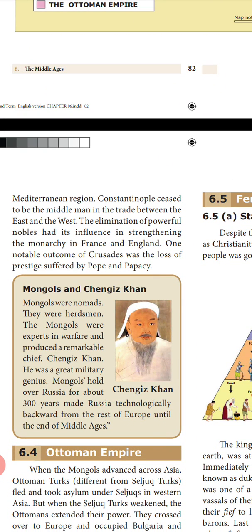Mongols were nomads. They were herdsmen. The Mongols were experts in warfare and produced a remarkable chief, Genghis Khan. He was a great military genius. The Mongols ruled over Russia; the Mongolians captured Russia. Not only that, many parts of the world were under the control of the Mongols led by Genghis Khan. Their hold over Russia for about 300 years made Russia technologically backward from the rest of Europe until the end of the Middle Ages. Till the end of the Middle Ages, Russia was under the control of the Mongols.